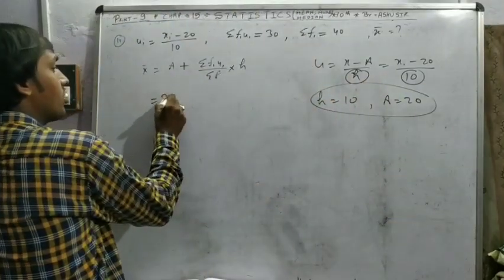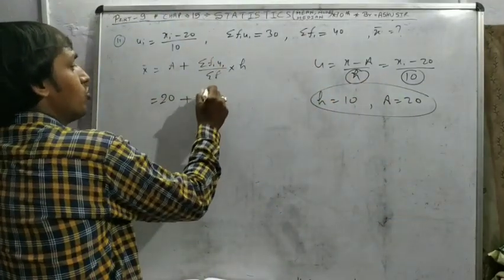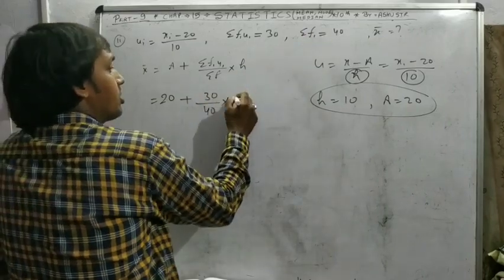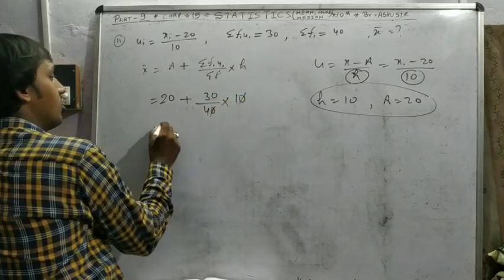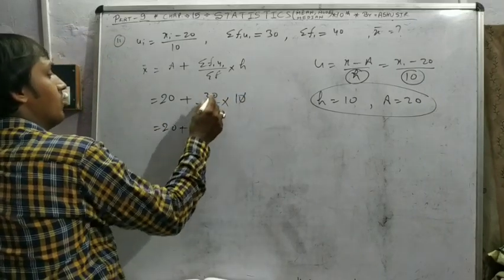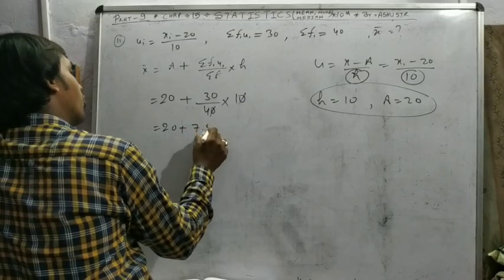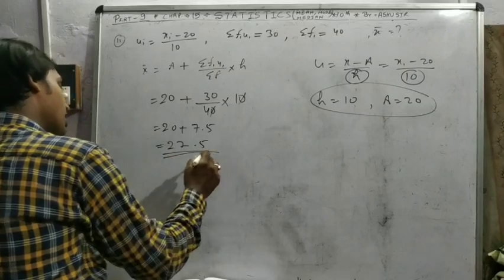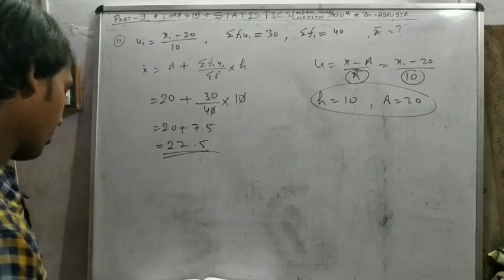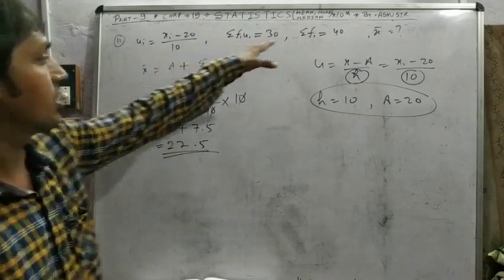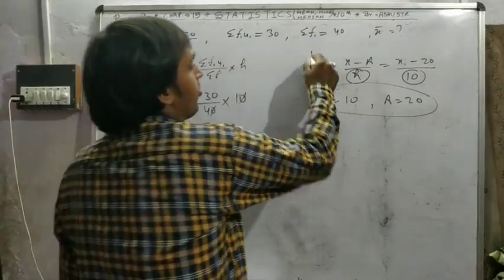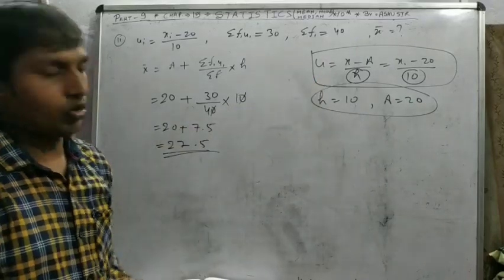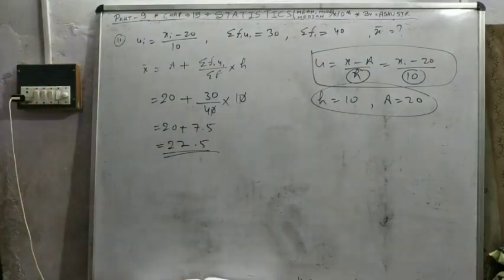You can put here sigma fu 30, sigma f 40, h 10. 0 cancel. 20 plus 7.5 is 27.5. So 27.5 is the mean of the given table. I hope you understand this. Mainly we took this question for explaining this thing. Okay, pause the video, take the next question.